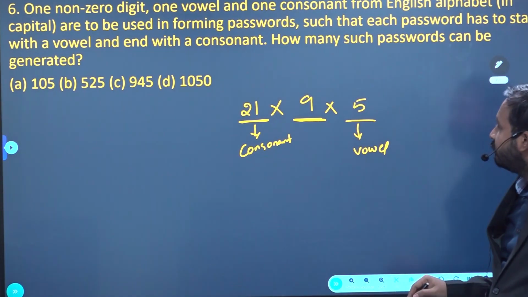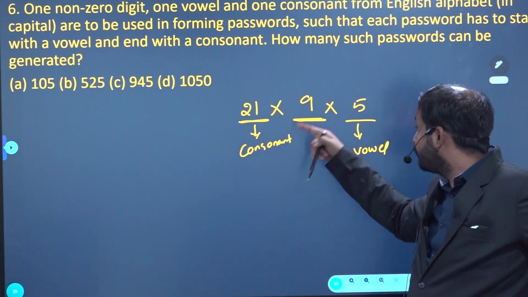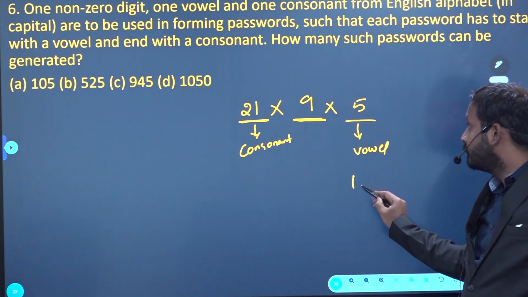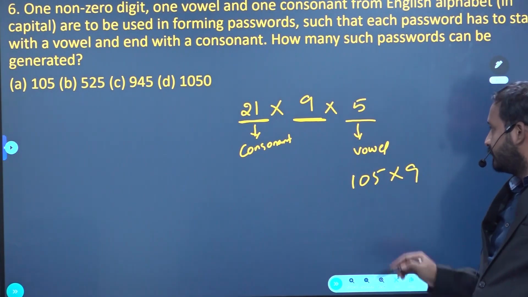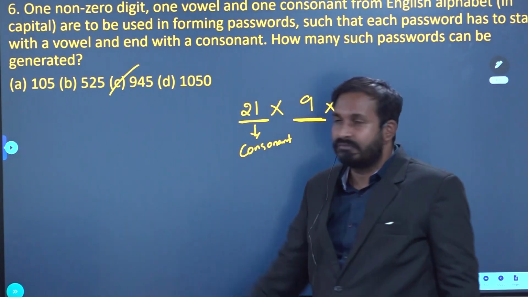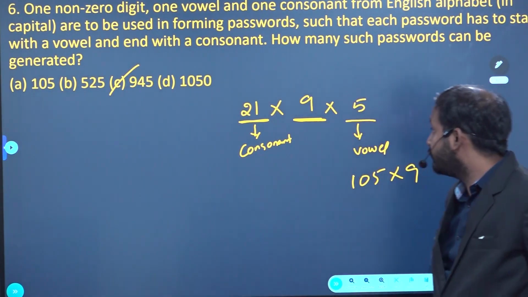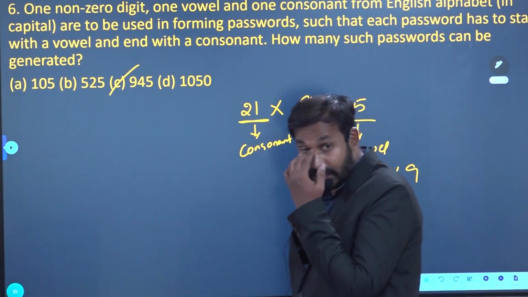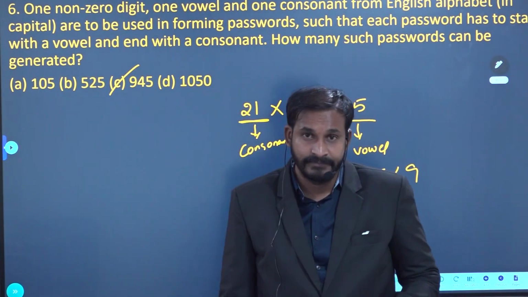So 21 into 9 or else 21 into 5, what will you get? 105. 105 into 9: 1050 minus 105, it will become what? 945. So total how many chances will we have here? 945 chances. Understood, student?